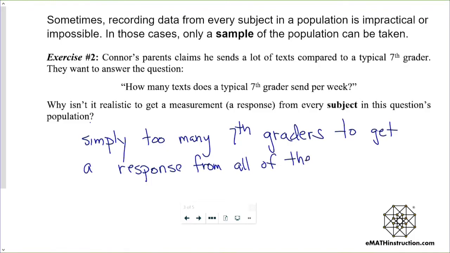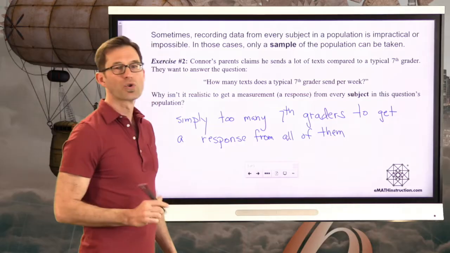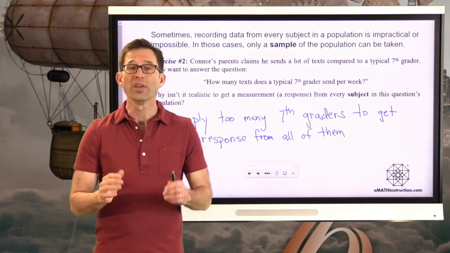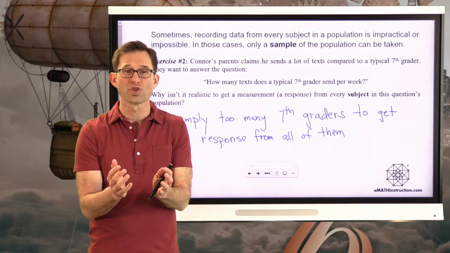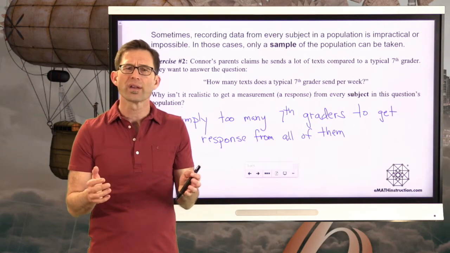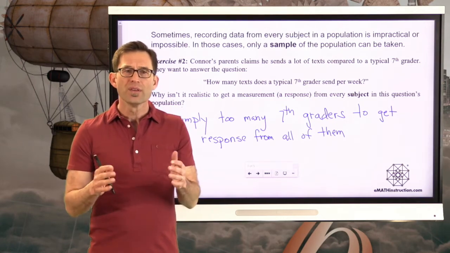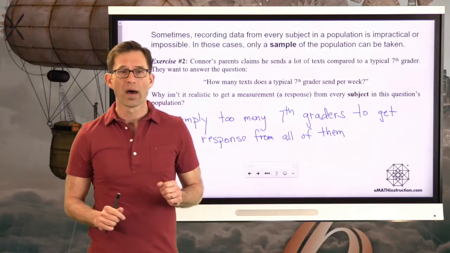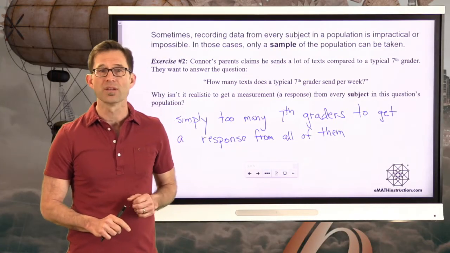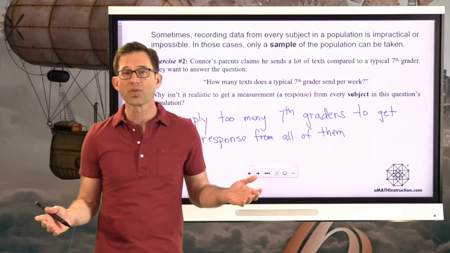The vast majority of times when we take data to answer a statistical question, we take a sample of a population, just a sample of it. And then we look at that sample and we try to say, well, this sample tells us the following about the population, all right? And that would definitely be the case here. We would never be able to get all the 7th graders.